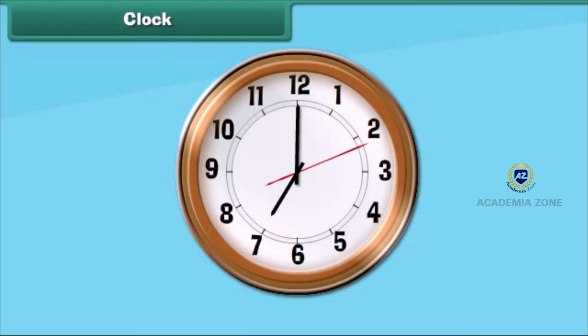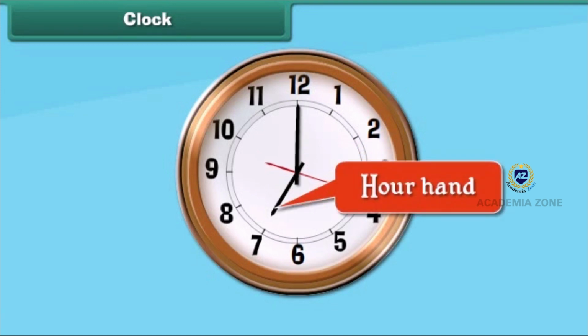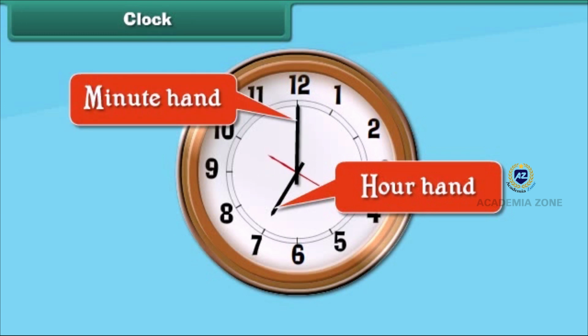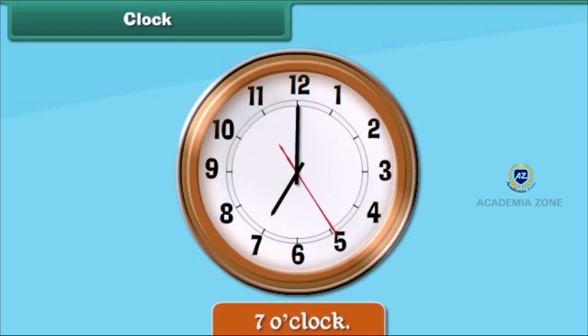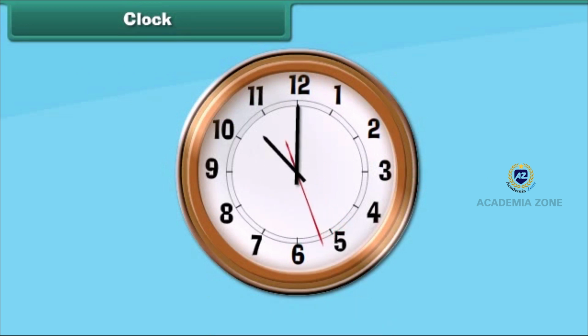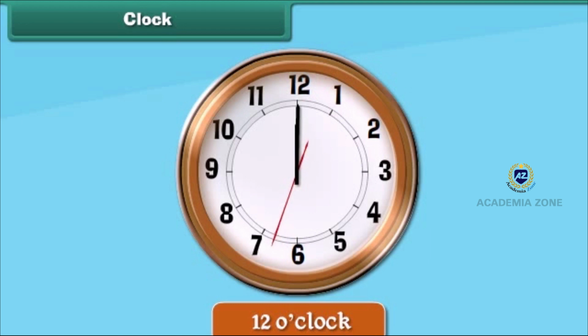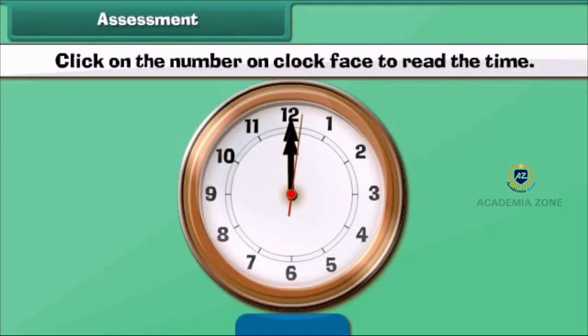Look at the hour and the minute hand in the clock. Here the hour hand is at 7 and the minute hand is at 12. Therefore, we refer the time as 7 o'clock. Again, the hour hand is at 12 and the minute hand is at 12. Therefore, we refer the time as 12 o'clock. Click on the number on the clock face to read the time.